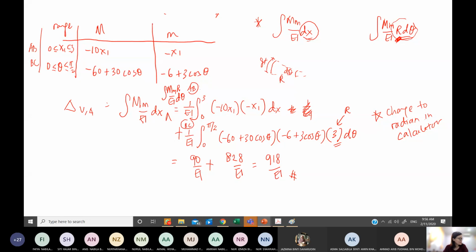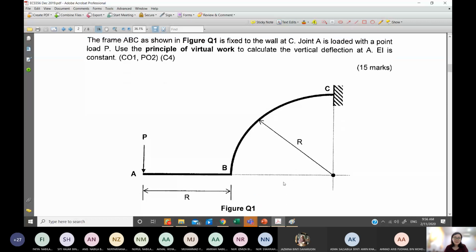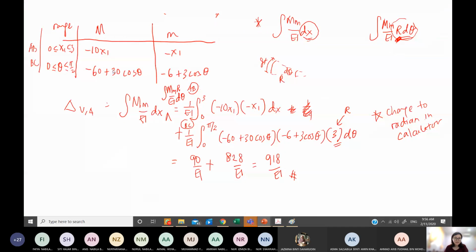I hope you can successfully get this, and don't forget to look at the real past year paper, where we have the P and the R value. What you should do, you can try it: instead of this value of 10 kilonewton, you replace with P and so on. Instead of 3 meter of the distance, you put it as R.